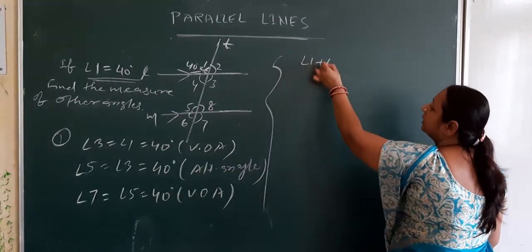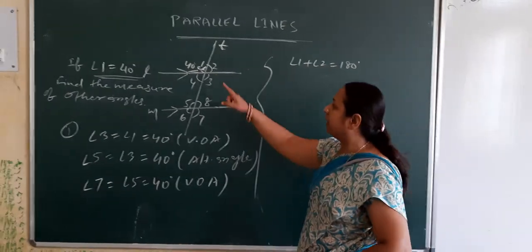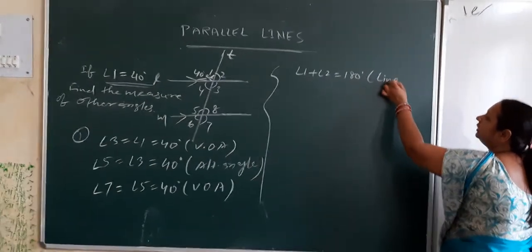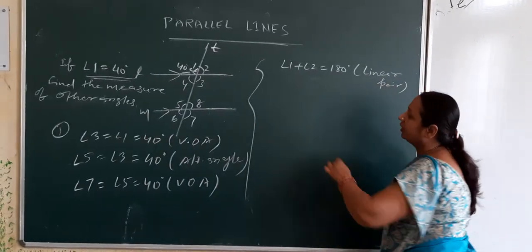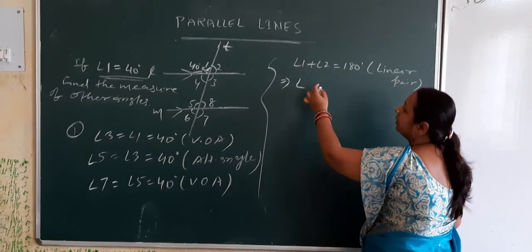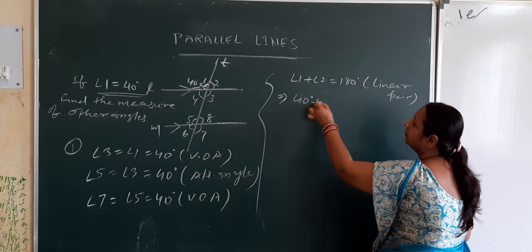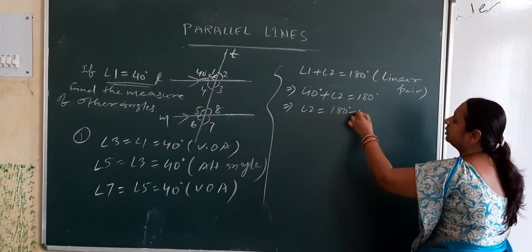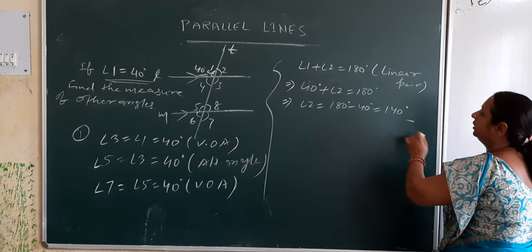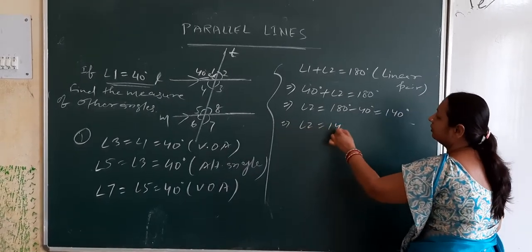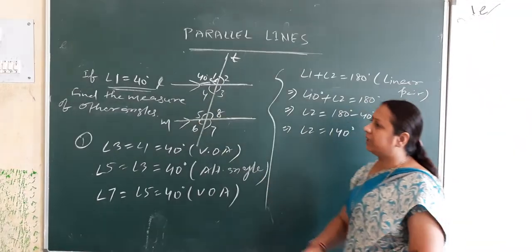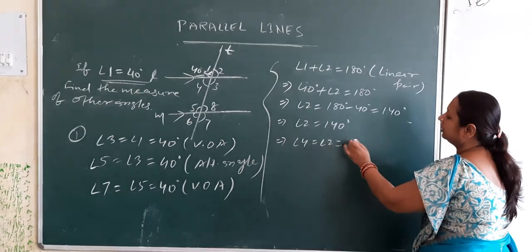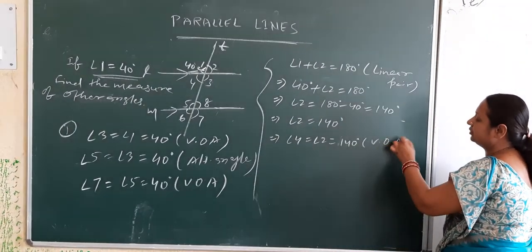Now we have to find the values of the remaining angles. See, angle 1 plus angle 2 equals 180 degrees, because 1 and 2 form a linear pair. Placing the value, angle 1 equals 40 degrees, plus angle 2 equals 180 degrees. After solving, angle 2 equals 180 minus 40, which is 140 degrees. The value of angle 2 is 140 degrees. Now angle 2 and angle 4 are vertically opposite angles. That's why angle 4 equals angle 2 equals 140 degrees.